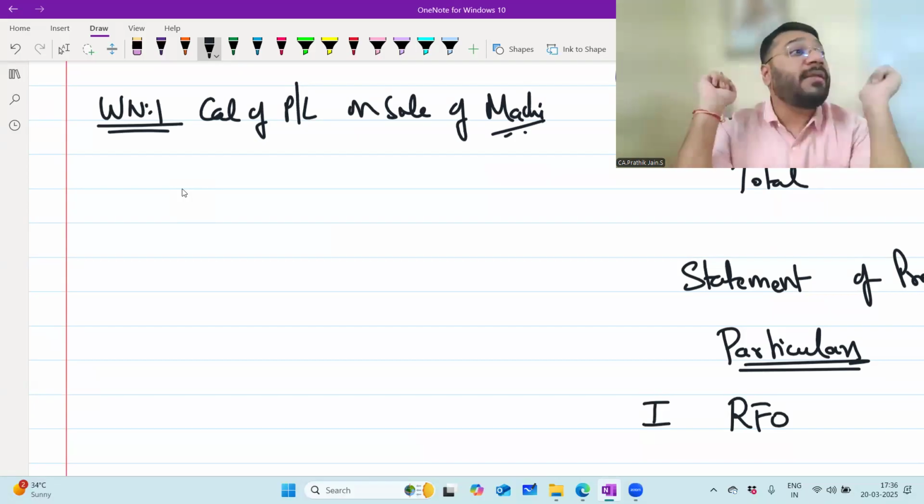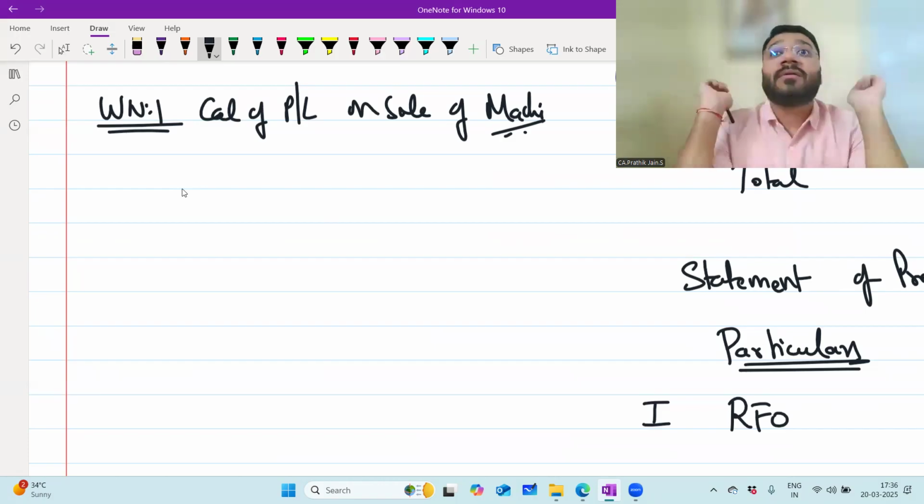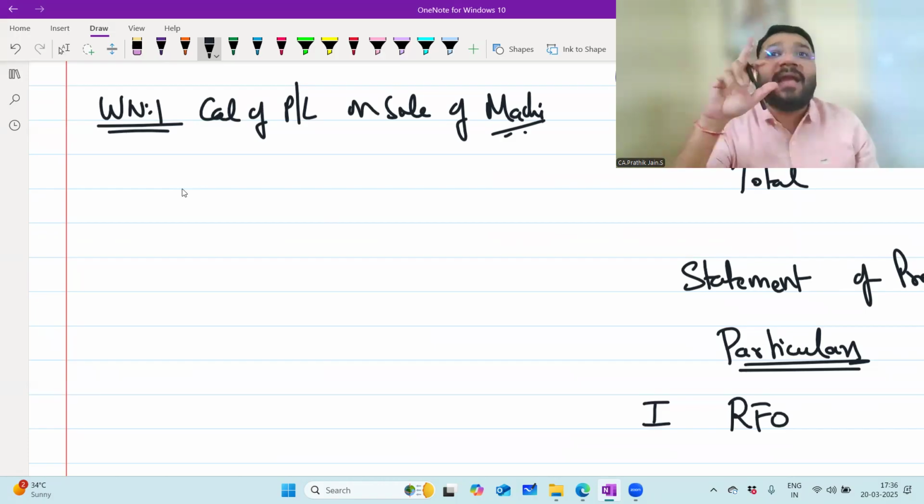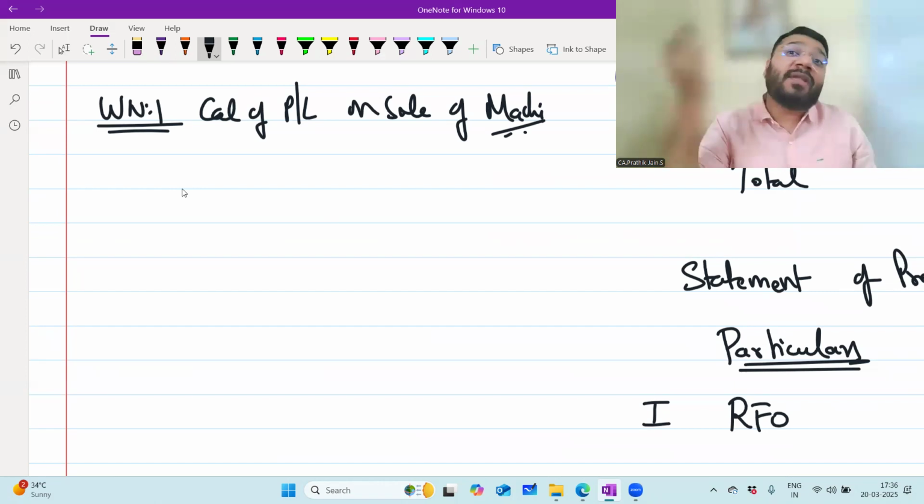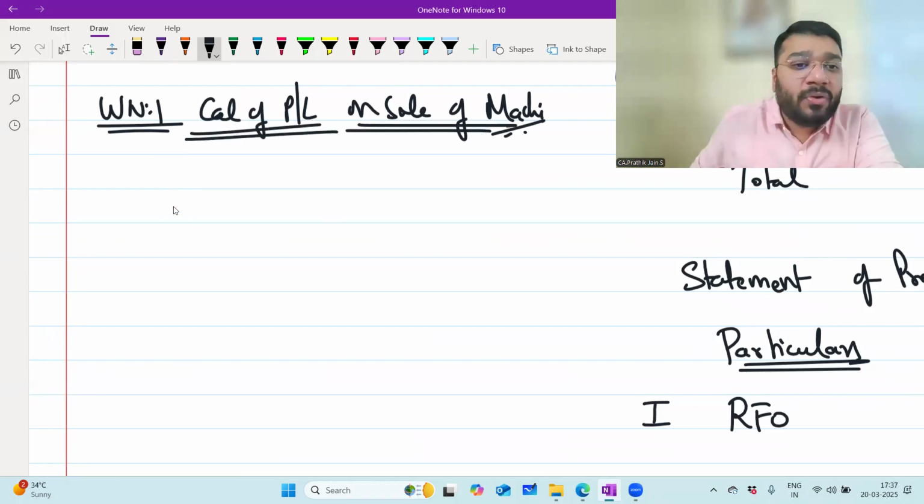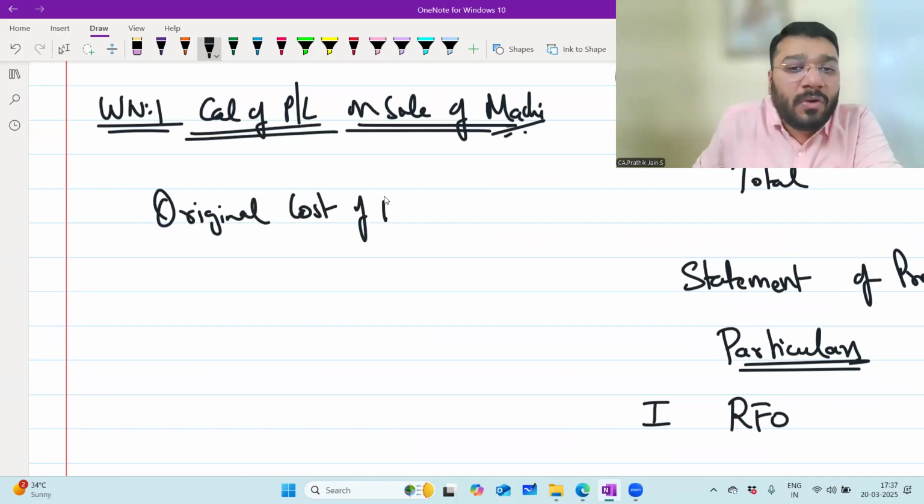But here, when I'm doing other income, I'm forced to do one working note. I don't know how much space to leave for notes, so I can dedicate one page for working note. In that, only working note will be there, one or two, whatever it is. After that, you can start the notes to accounts. So in the third page, please write calculation of profit and loss on sale of machinery. What is the original cost of the asset that is being sold? 10,000. Original cost of asset.